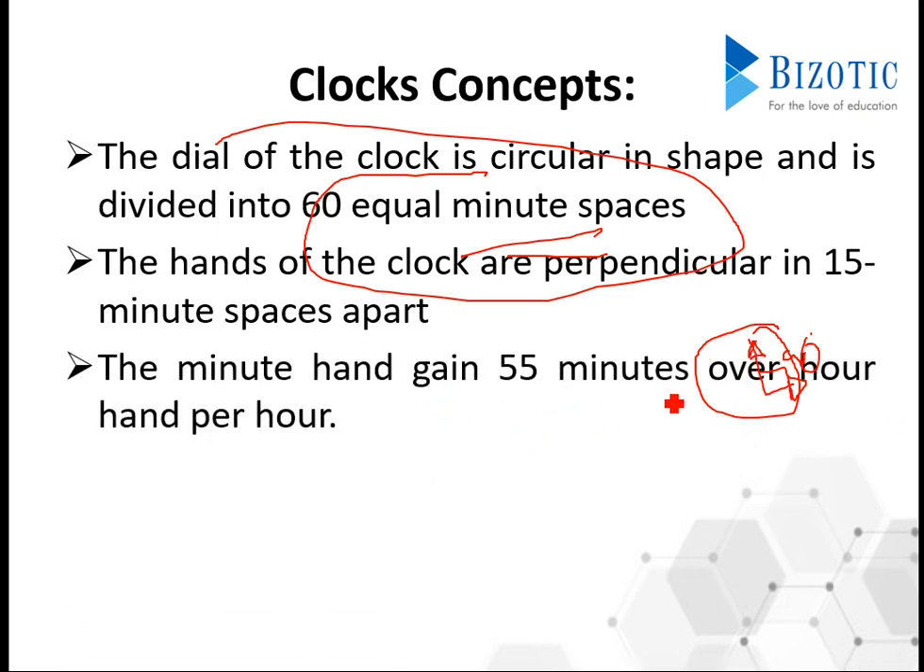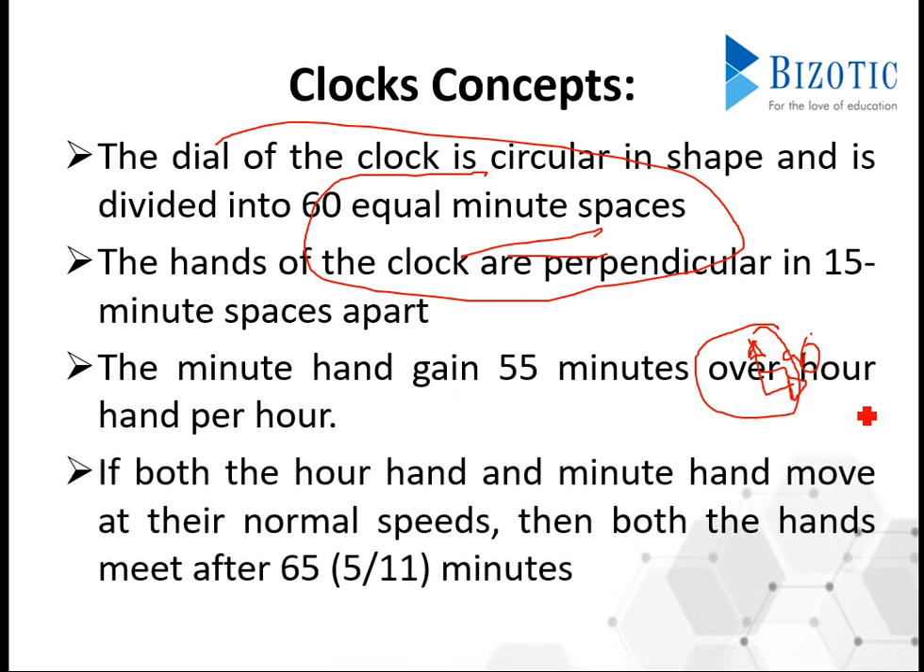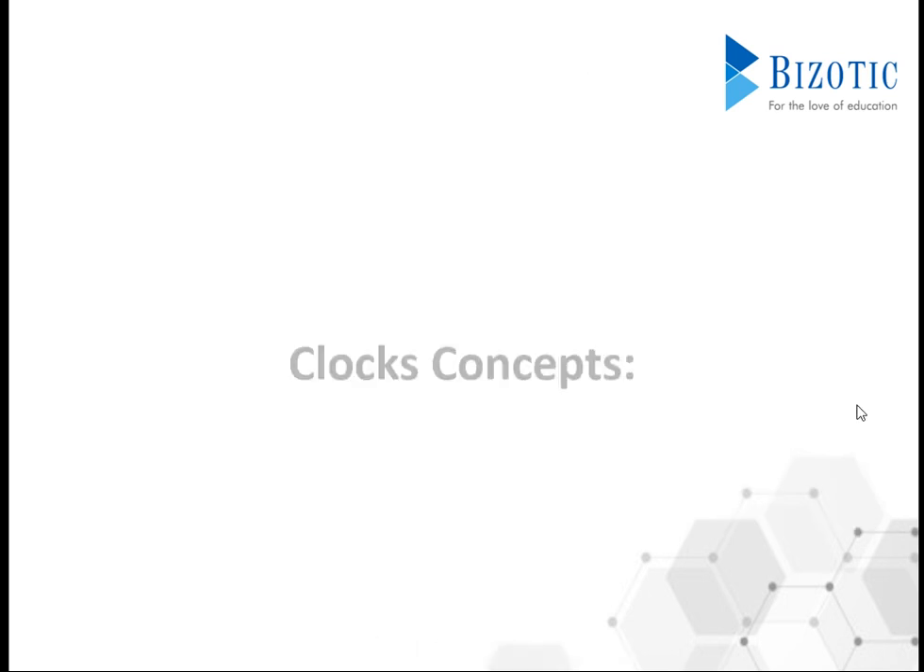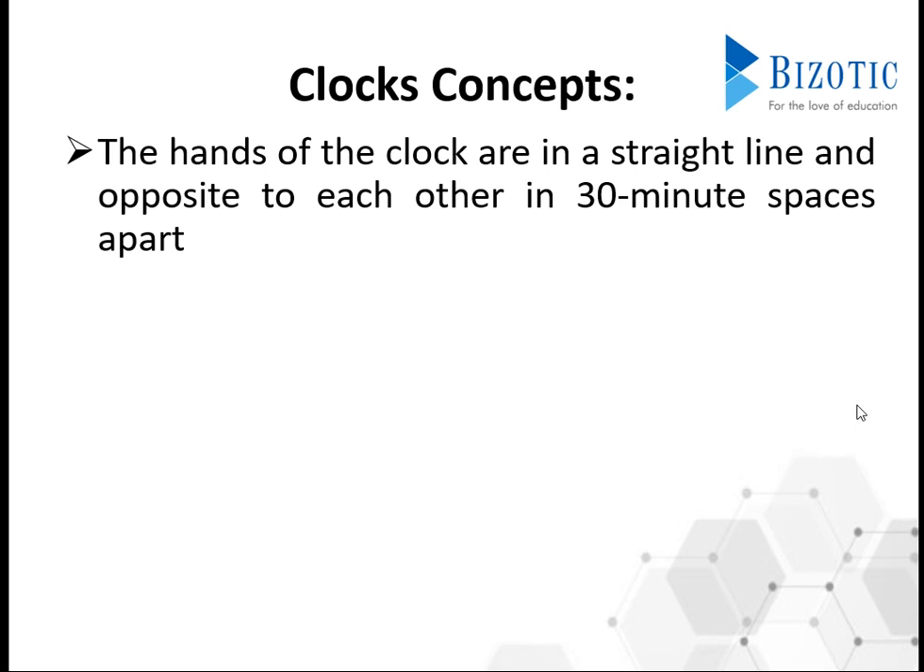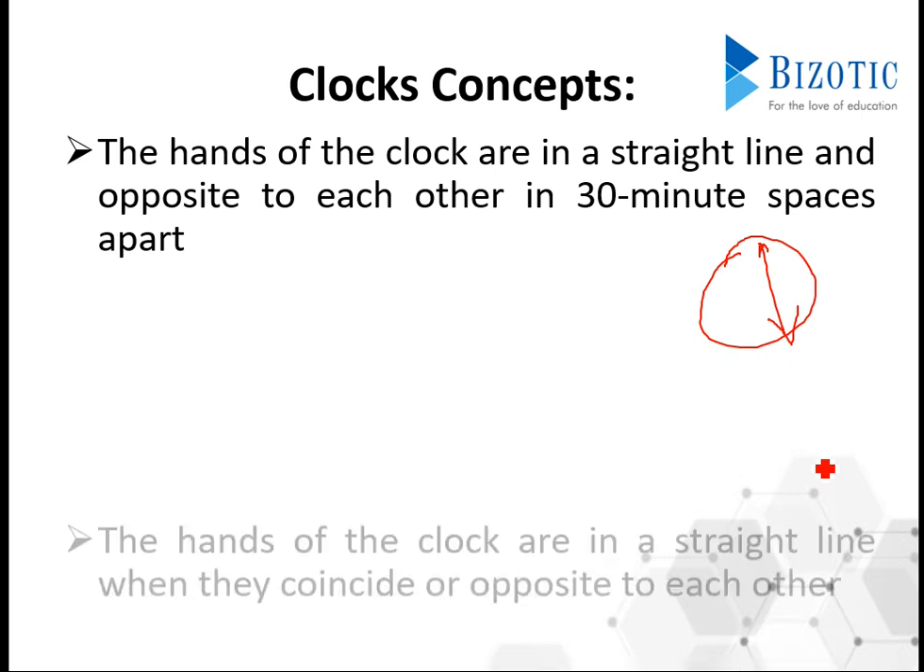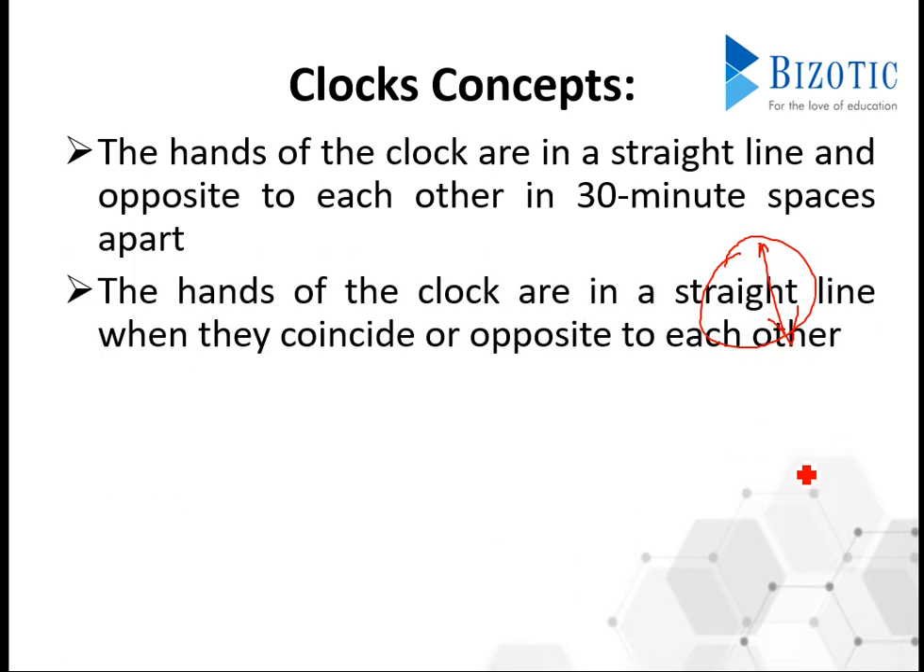The minute hand gains 55 minutes over the hour hand every hour, and if both the hour hand and minute hand move at their normal speeds, then both the hands meet after 65 5 by 11 minutes. So that's the time at which they will meet. And the next feature: the hands of the clock are in a straight line and opposite to each other when they are 30 minute spaces apart. Example, when it is 6 o'clock, they will be opposite to each other in a straight line, giving an angle of 180 degrees.